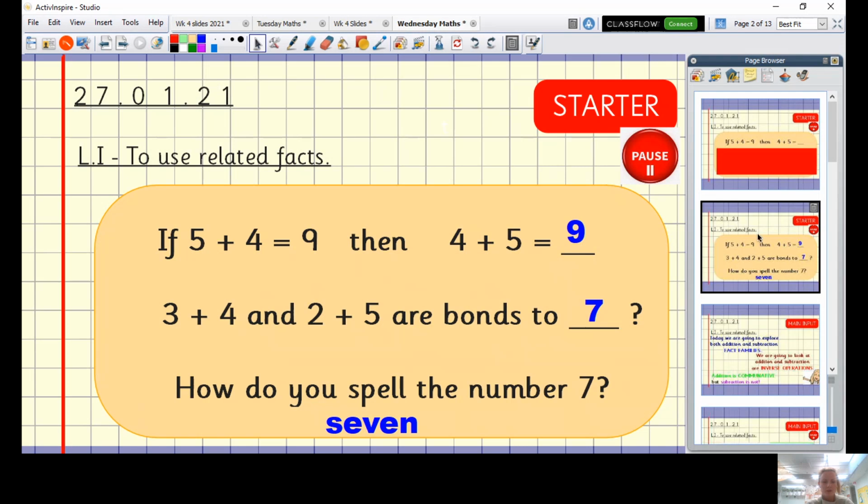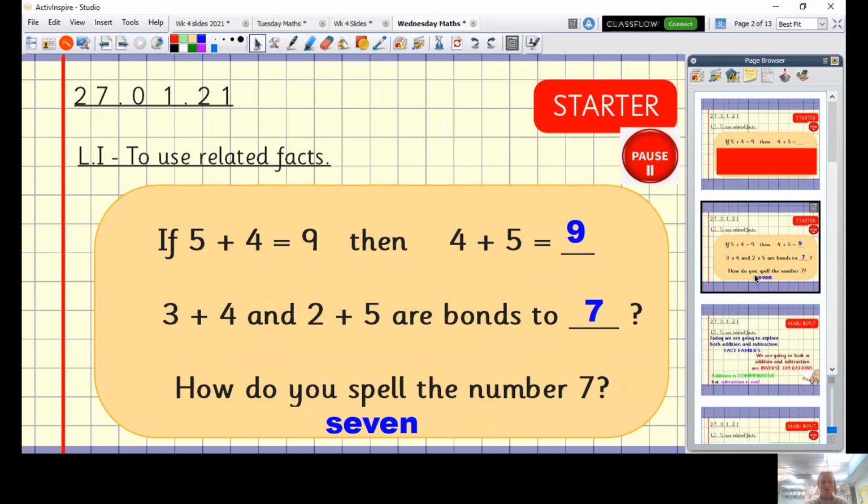Okay, so if 5 plus 4 equals 9, then 4 plus 5 equals 9. 3 plus 4 and 2 plus 5 are number bonds to 7. And you spell the number 7 like this, S-E-V-E-N.